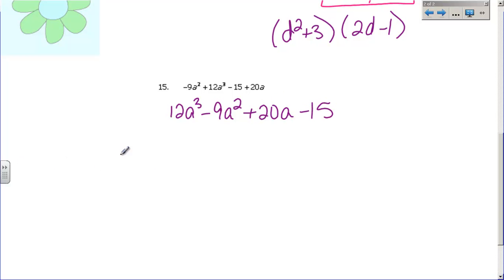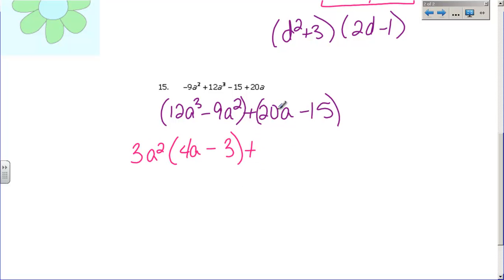Now I'm going to do this one with grouping. Okay, so I'm going to group just like before. And now I'm going to do the greatest common factor. So the greatest common factor between 12 and 9 is going to be 3. And then for a to the third and a squared is a squared. So there's my GCF. Well, 12 divided by 3 is 4. A to the third, a squared, which means I still need an a. 9 divided by 3 is 3. I've already pulled out the a squared, so I'm done.